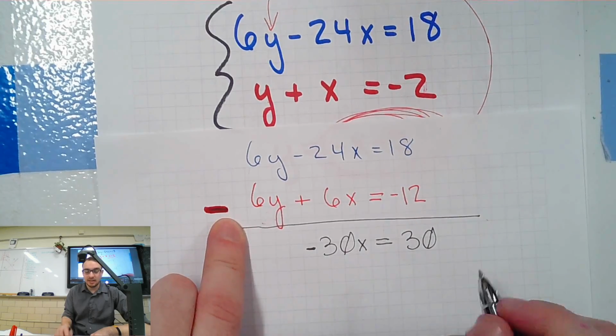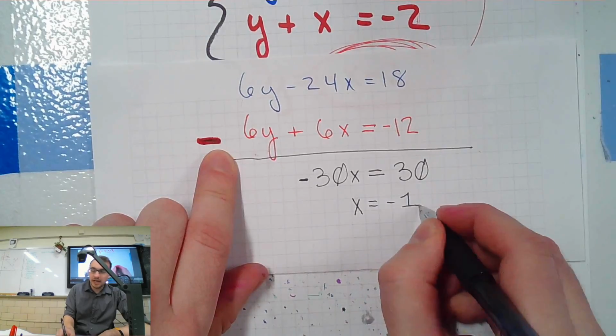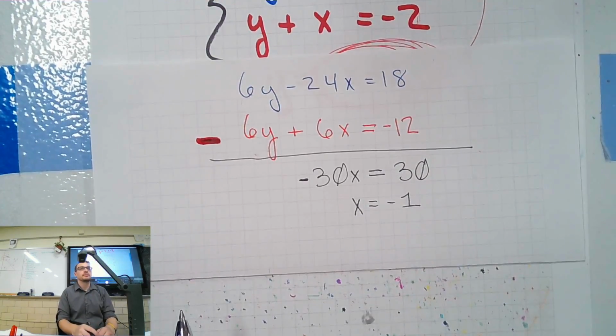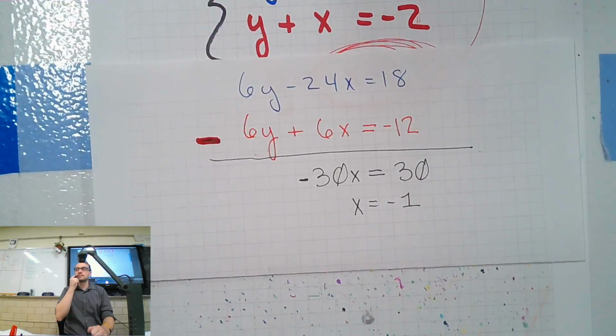I divide by negative 30. X is 1. No, negative. Good catch. X is negative 1. How you like them apples? You might not get it yet, but doesn't it feel easier than substitution? It can be. Sometimes it's the right method to use, other times it's not. It's a tool, right? Not everything is a nail.